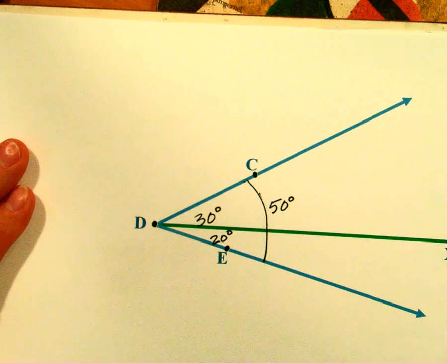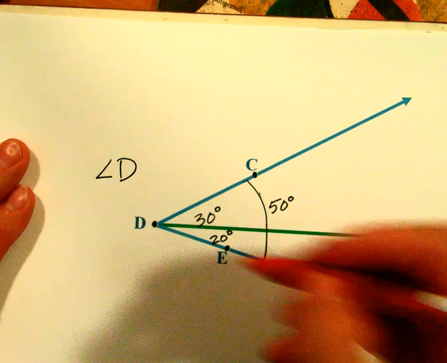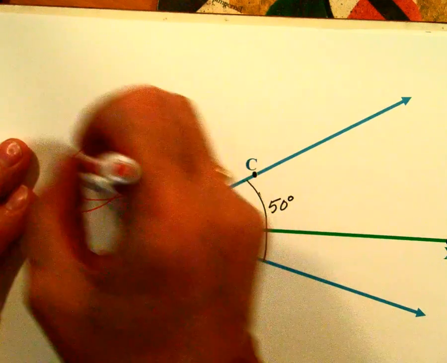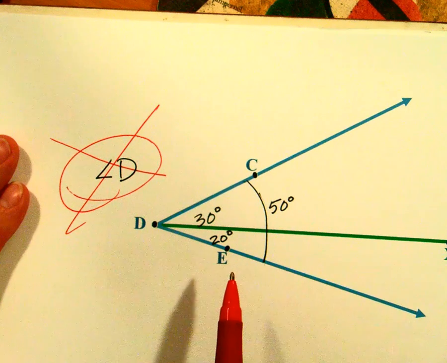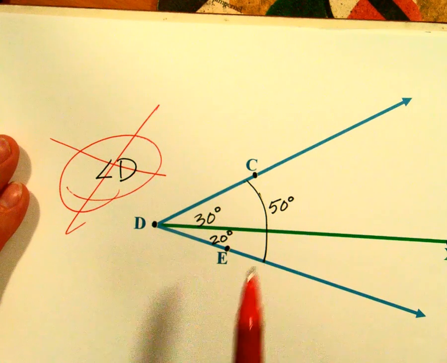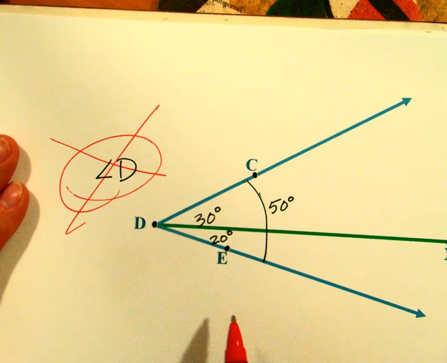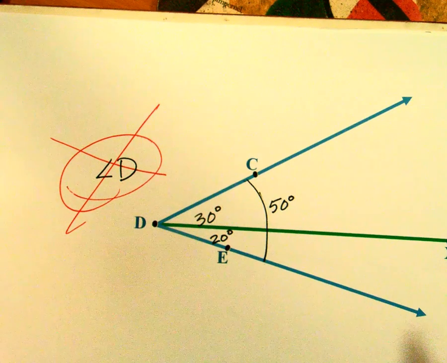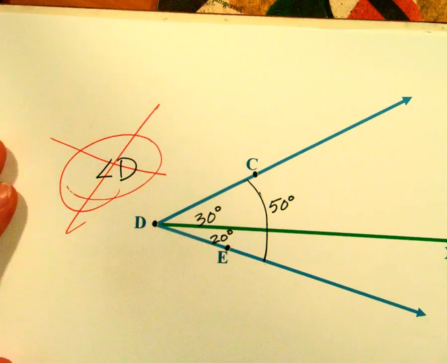Okay, so how are we going to name this now? Notice that you cannot say angle D anymore. Not allowed. The reason for that is there are at least three angles at angle D. The 50, the 20, and the 30. So once we have more than one angle at a vertex, we have to use all three letters.